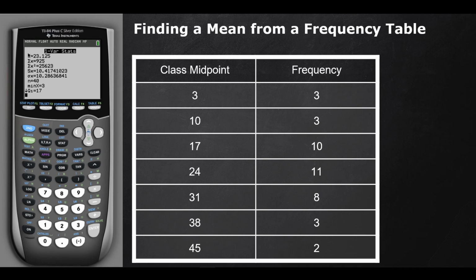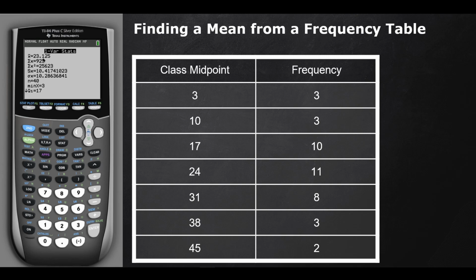So the mean, if you may recall, is X bar. And according to the rounding rule, we round to one more decimal place than the original data. So our very original data were all whole numbers. So that means we just round to one decimal place. In this case, 23.1 would be the mean for this frequency table. Just like that. Really neat, huh?